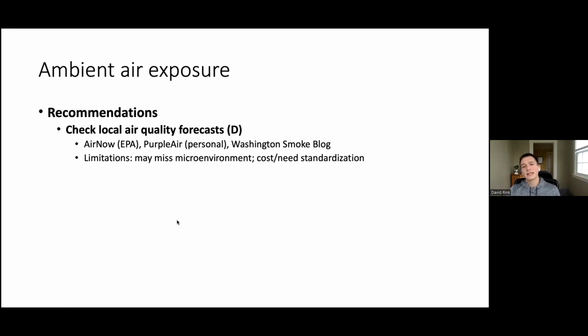Overall, I will say there's not really evidence that's been collected on this intervention. And there may be some limitations, such as missing the individual microenvironment you're in, and of course, the cost or need for standardizing a personal device. I think one of the challenges in getting data here is that just because somebody is aware of their local air quality doesn't necessarily mean that they've modified their behavior accordingly. But it is difficult to modify your behavior without first being aware.